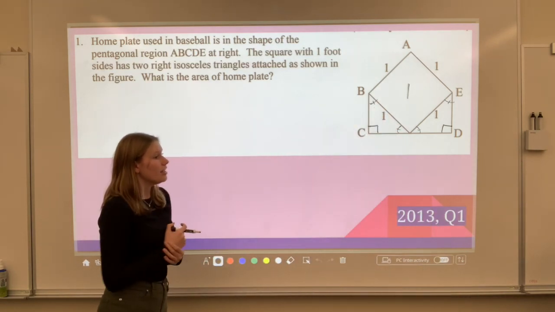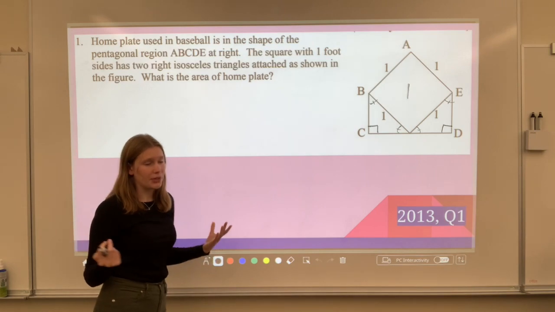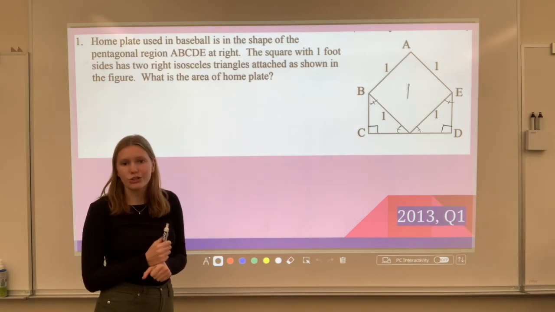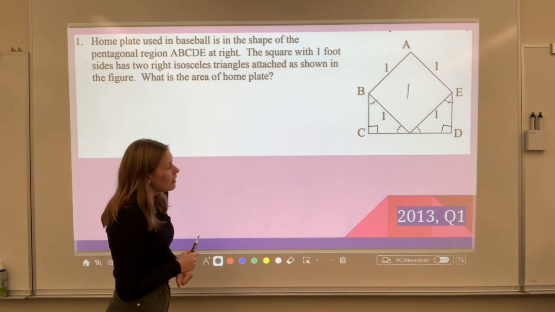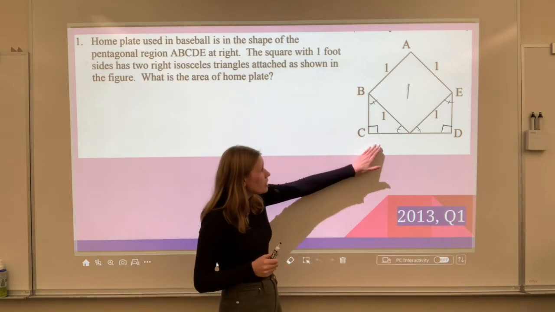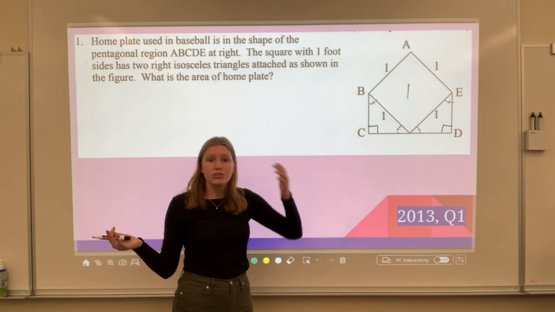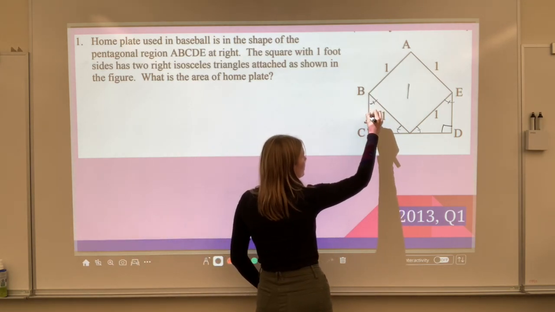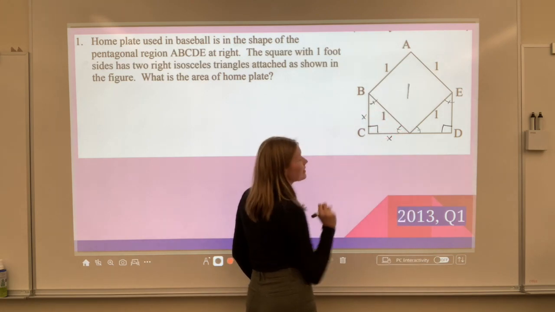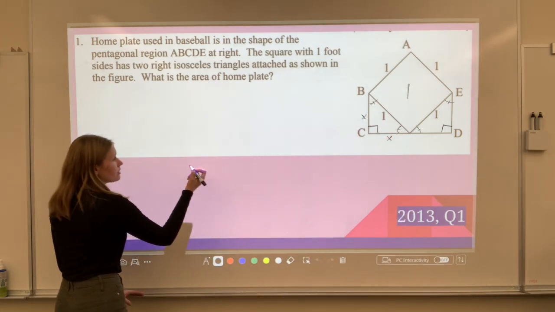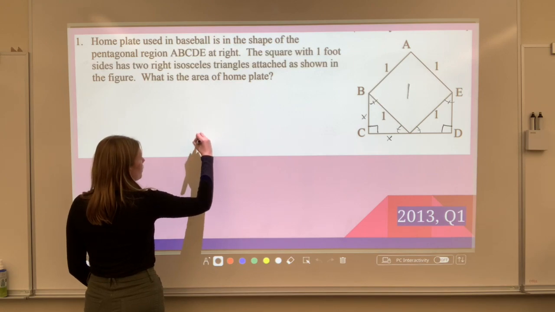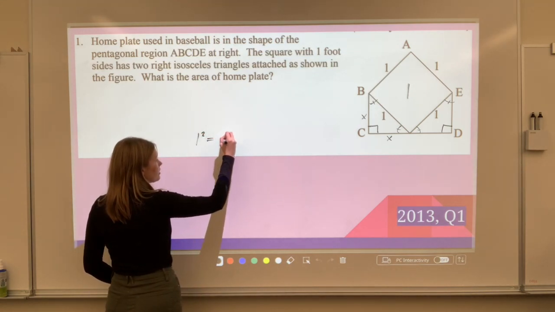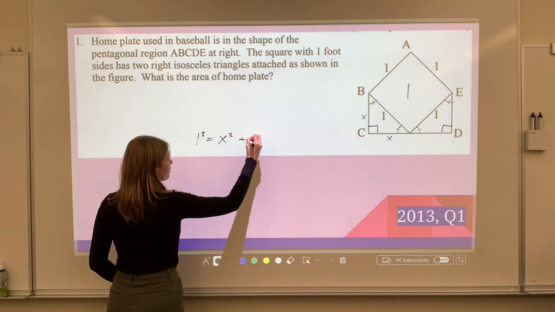Alright, so one way we can go about doing this is the way that I thought about it at first, but there is a little shortcut that I'll show you at the end. So, it's a right triangle, so we can just use the Pythagorean theorem to figure this out. Since these sides are the same, I'm going to label them both as x. So we have 1 squared, which is our c squared, is equal to x squared plus x squared.